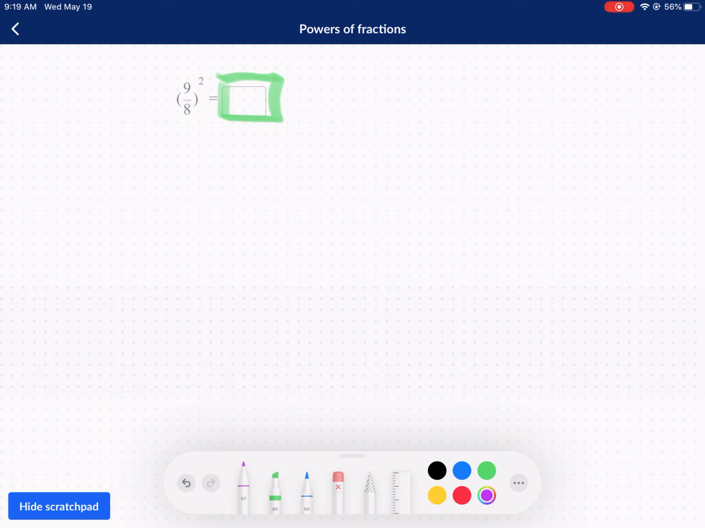So let's break down first off what are powers, just in case you don't know. Powers are repeated multiplication. For example, if we have 7 squared, that means 7 times 7, 7 multiplied by itself 2 times. If we have 7 to the 5th power, we have 7 times itself 5 times, okay? So that is the basis of power.